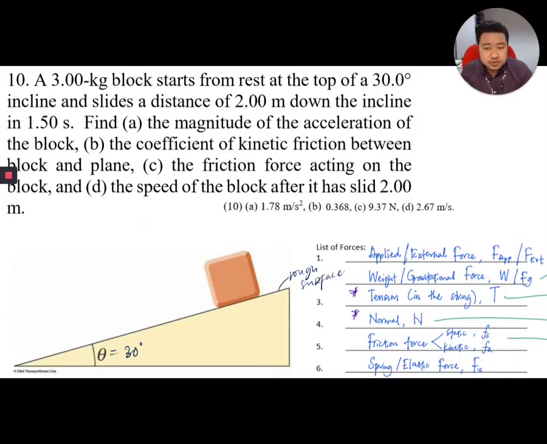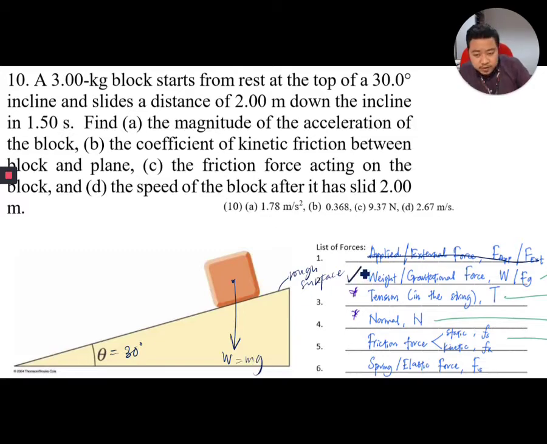Alright, so to draw the free body diagram, we will take a look at this list of forces. For the first one, there are no applied or external forces actually being exerted on this object. And afterward, we have to take a look at the second force, weight or gravitational force. Because this block has a 3 kilogram mass, it will also experience weight. So the weight is directly in the downward direction, so W is equal to mg.